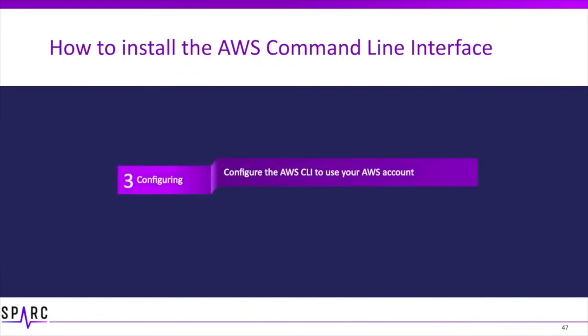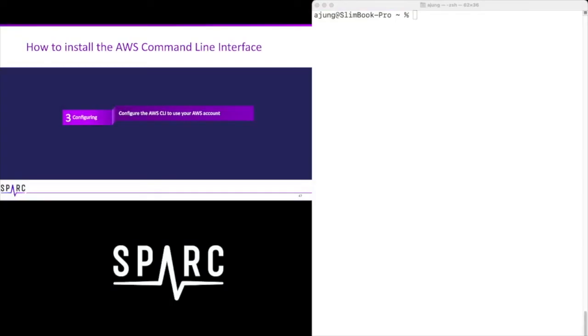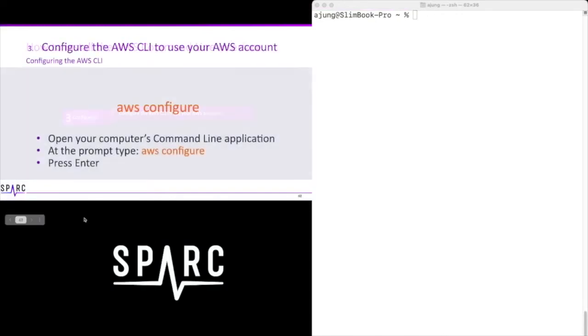Once the tool is installed, we will now configure the AWS CLI to use with your AWS account. In this example, we will be showing the macOS terminal, but the instructions are the same for Windows and Linux. To download or transfer with the AWS CLI, you need to tell it which account to use by configuring the tool. Type the following into your computer's command line interface: aws configure.